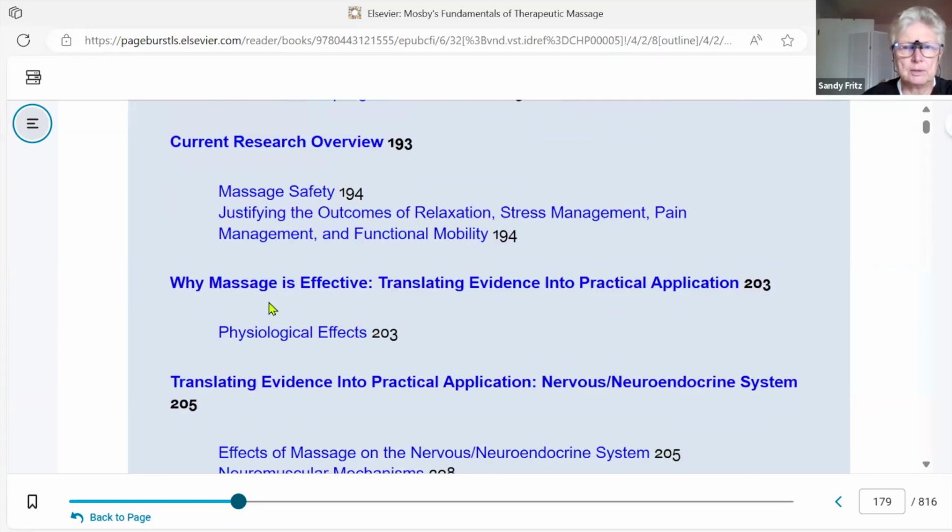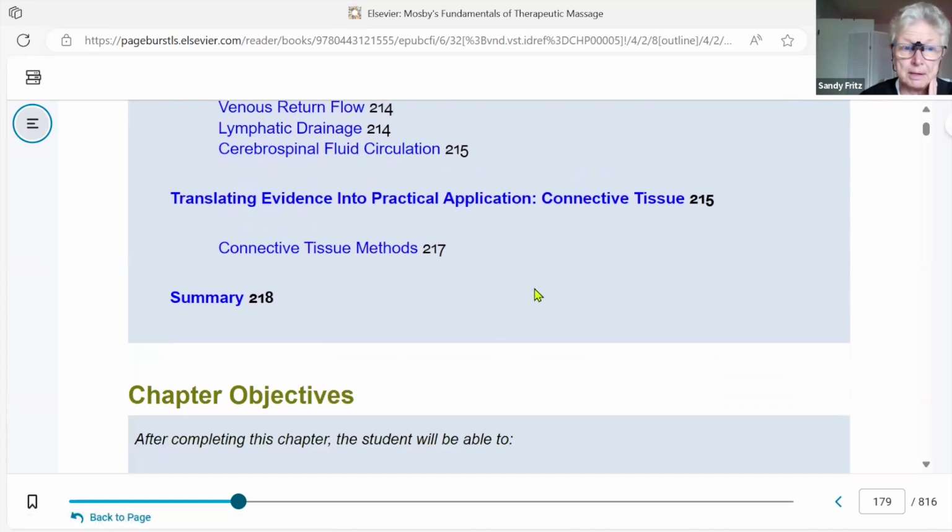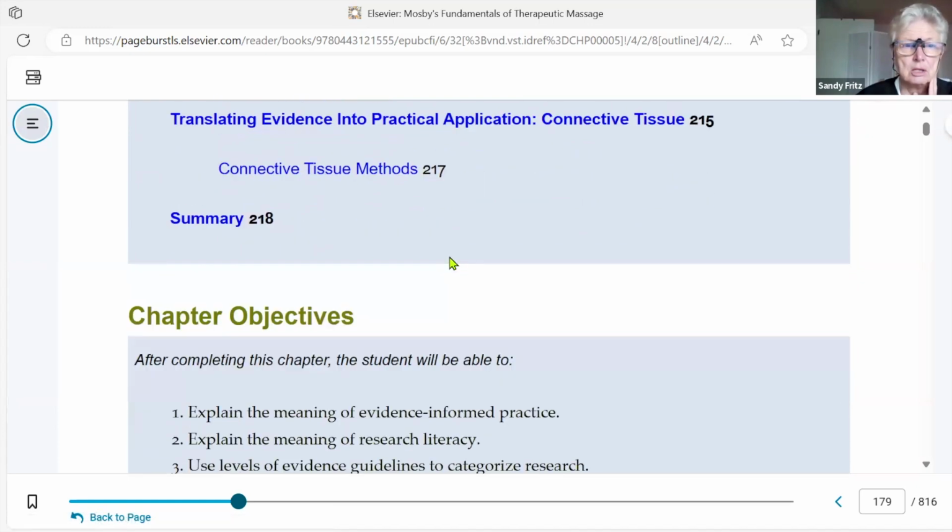And then we start to take the research here and translate it, take it from a scientific journal. We're going to use PubMed, for example. It's a peer-reviewed database. And then take it into what can I confidently say as a massage therapist in terms of benefits and mechanisms of action. That's what this part is.